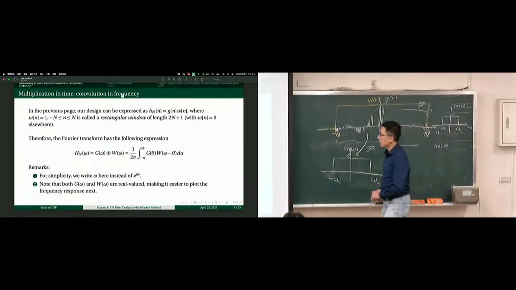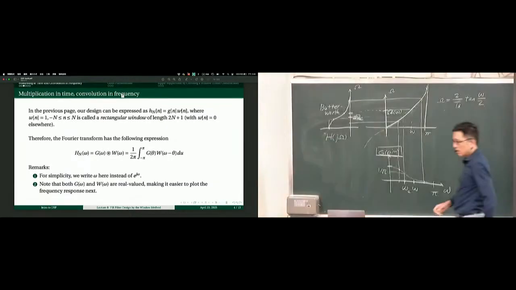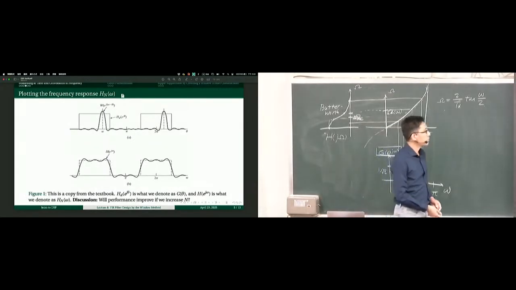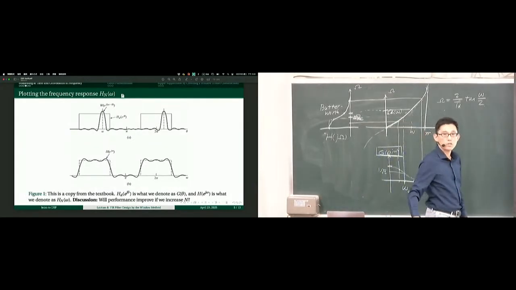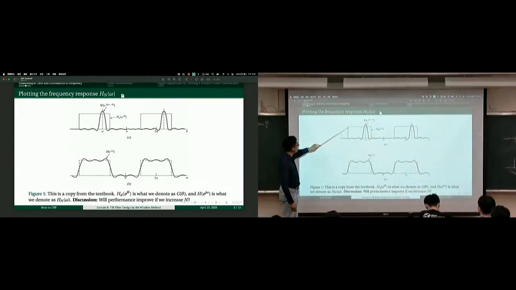Okay, so now we are going to finally see in this next slide the convolution, the circular convolution in the frequency domain. Okay, so now just to point to, as a matter of fact, now here that's what?